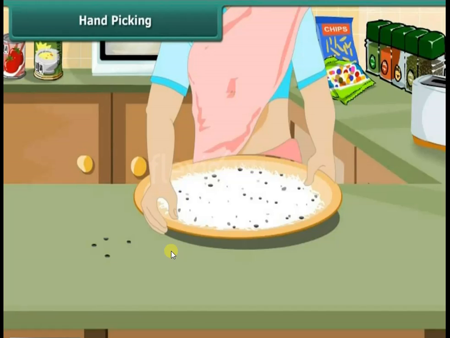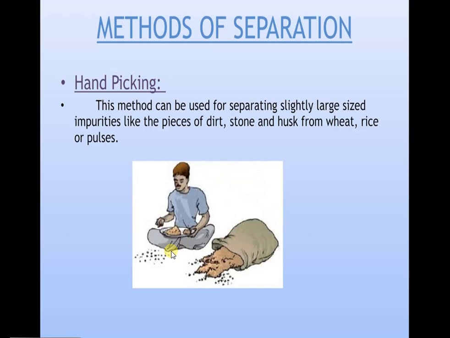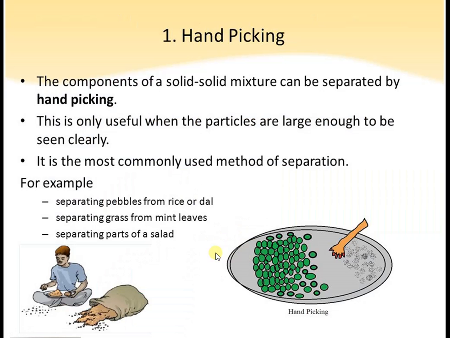Hand picking. This is one of the methods of separation. This method can be used for separating slightly large sized impurities like pieces of dirt, stone and husk from wheat, rice or pulses. The components of a solid mixture can be separated by hand picking. This is only useful when the particles are large enough to be seen clearly. It is the most commonly used method of separation.